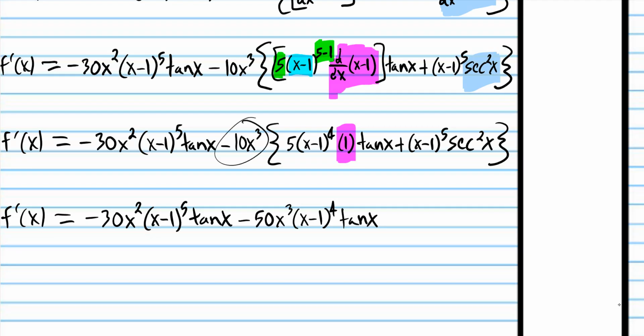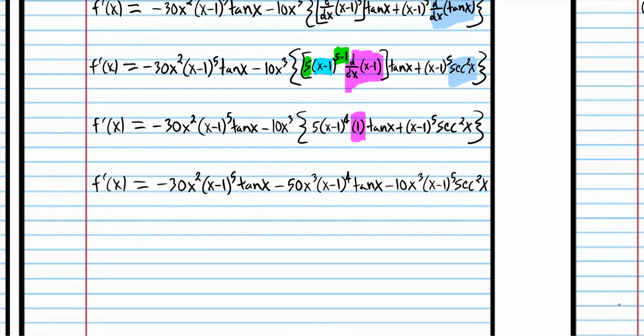So I'm distributing negative 10x cubed to this expression and this expression. So then we get negative 10x cubed times x minus 1 to the 5th times secant squared x. And I think that's it.